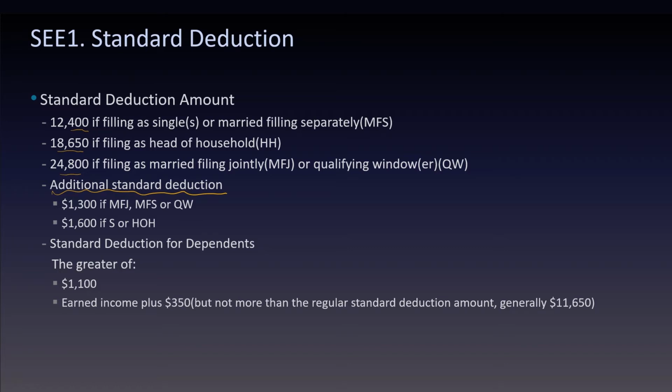Also, if you are legally blind, you may increase your standard deduction by $1,650 if your filing status is single or head of household. If you are married filing jointly and your spouse is blind, you may increase your standard deduction by $1,300, and you may increase it by $2,600 if you and your spouse are both blind.